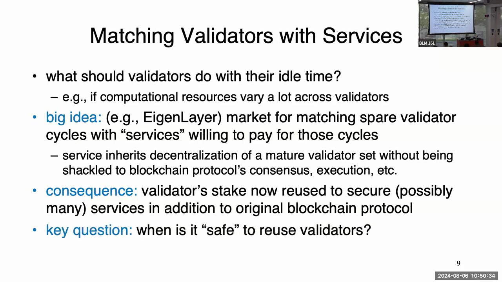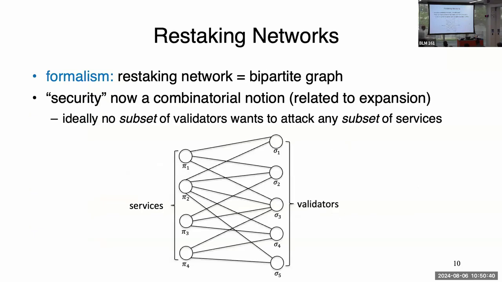So when is it safe to reuse validators, not just for the original blockchain protocol, but for potentially many other services as well? Formally, I want to think about a restaking network just as a bipartite graph. Same validators that we had before, sigmas being their stakes. You can think of this second service as being like the old blockchain protocol that all of the validators are running. But you'll notice now we have 3 additional services where a subset of the validators have opted in to help secure them, 3 out of the 5 validators for each of these 3 services. Each service now has its own reward for attacking it. Those are these pies.